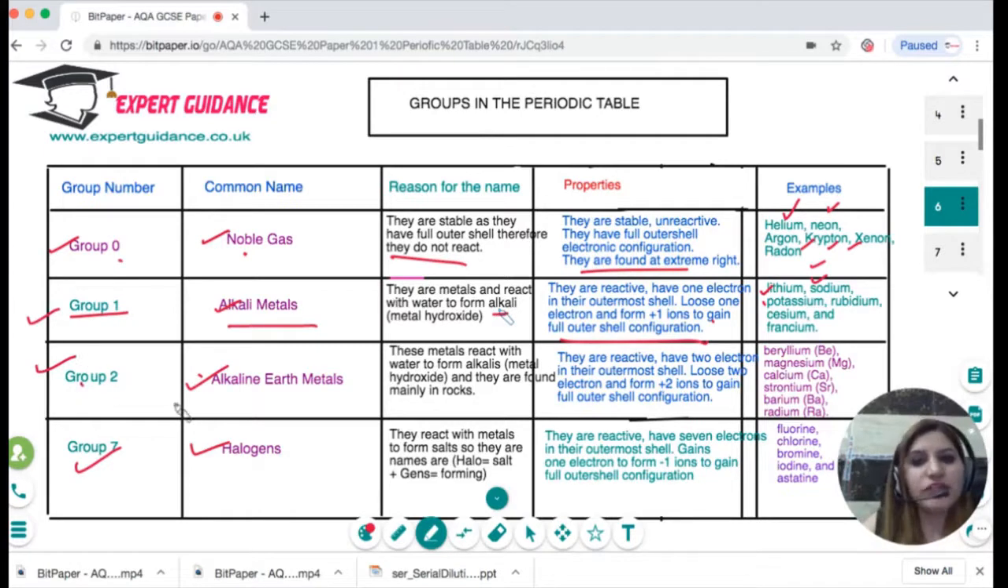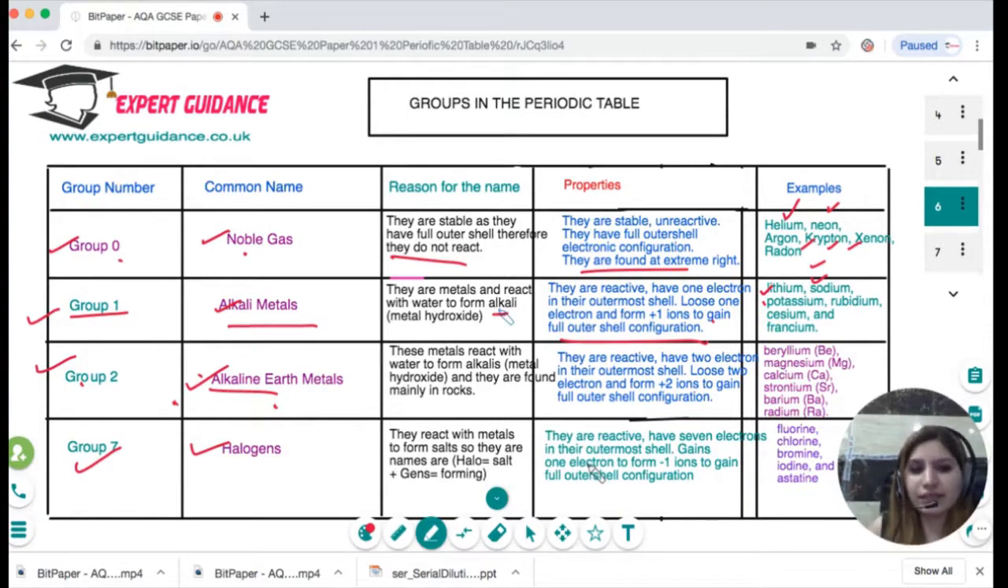When we talk about group 2, these are alkaline earth metals. Alkaline, the reason is the same. They also react with water to form metal hydroxide. But why do we call them earth metals? Because they're majorly found in rocks. And again, they have properties like the alkali metals.